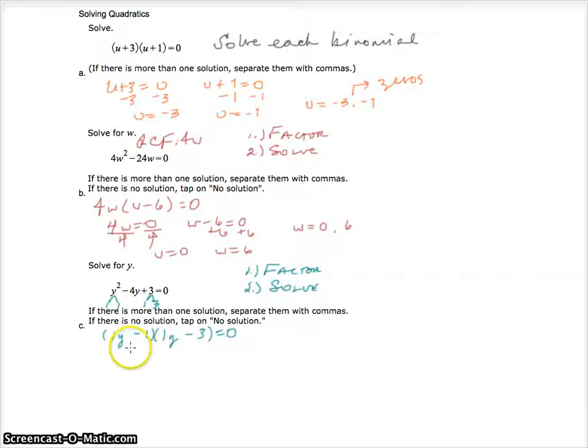So I'm going to have y minus 1 equals 0, and y minus 3 equals 0. So y equals 1, because I add 1 to both sides here. And y equals 3, because I'm going to add 3 to both sides. So 1 and 3. So my solutions are y equals 1 and 3.